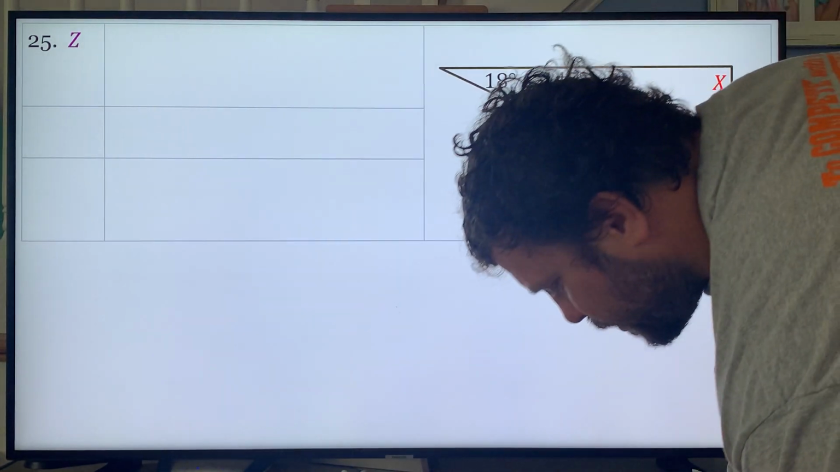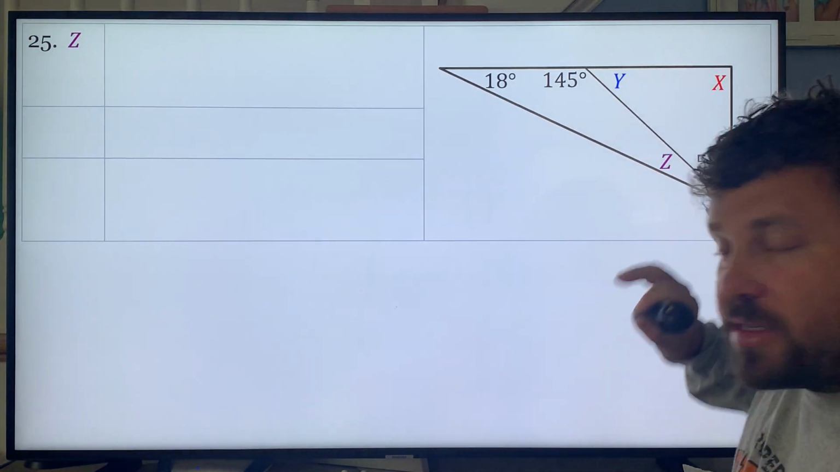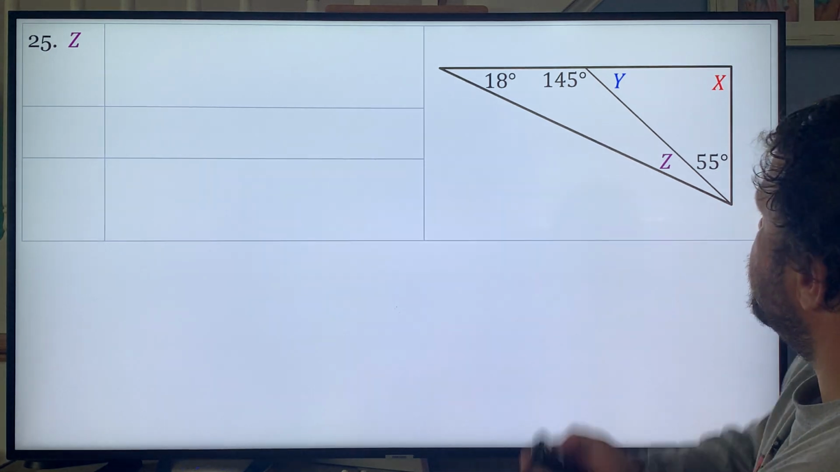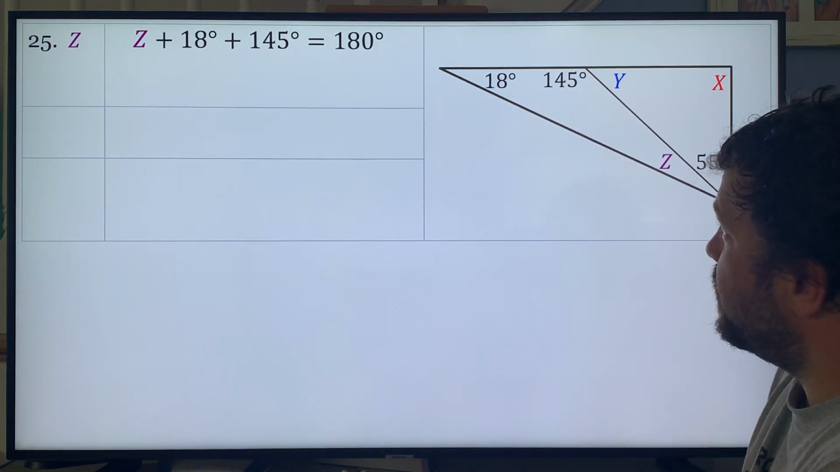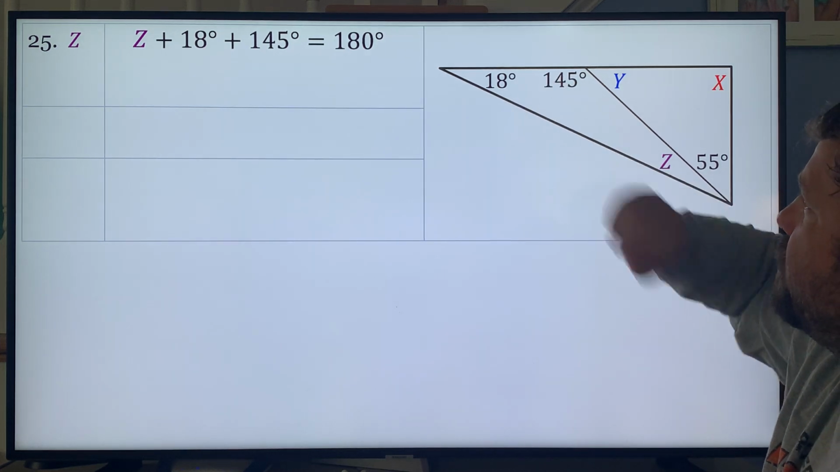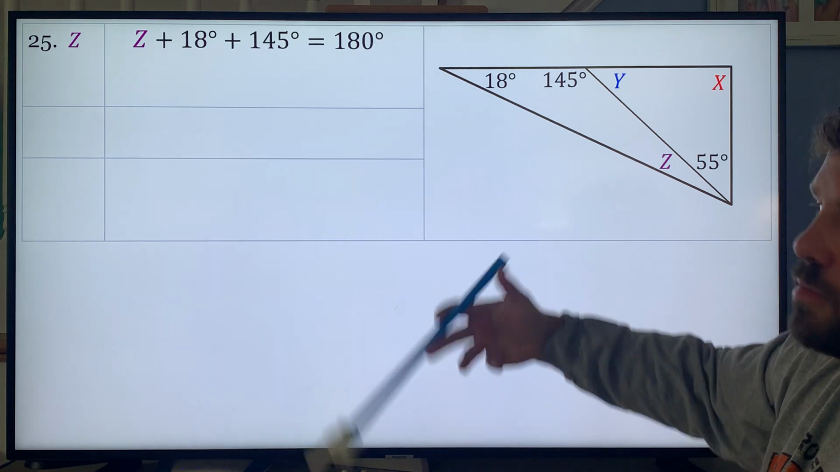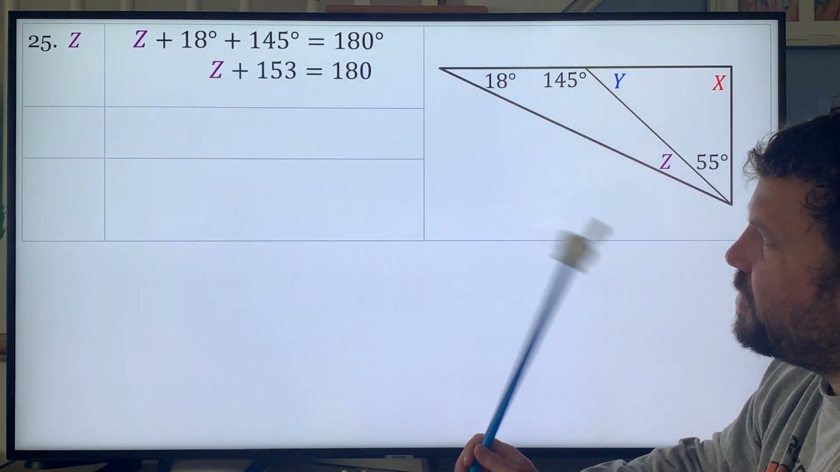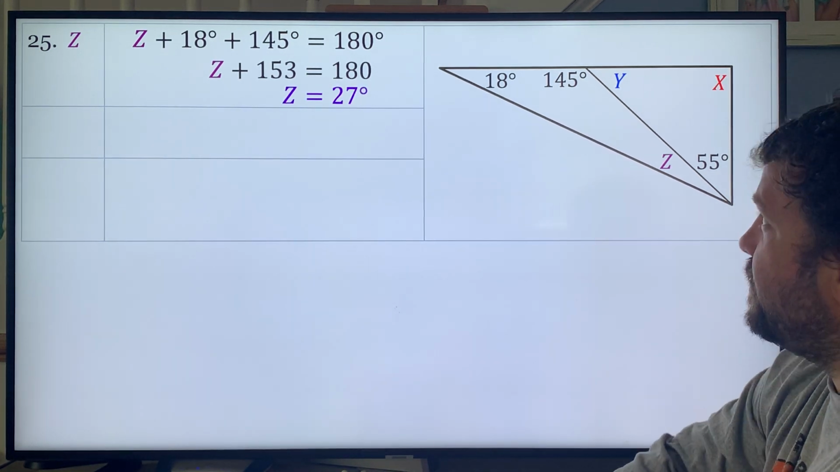The rule we're going to use here to find this triangle is very simple. The sum of the angles inside a triangle equals 180 degrees. So there's your triangle. It equals 180 degrees. So Z plus 18 plus 145 adds up to 180. 18 plus 145 is 153. Z plus 153 is 180. Subtract 153 from both sides, and Z is 27.